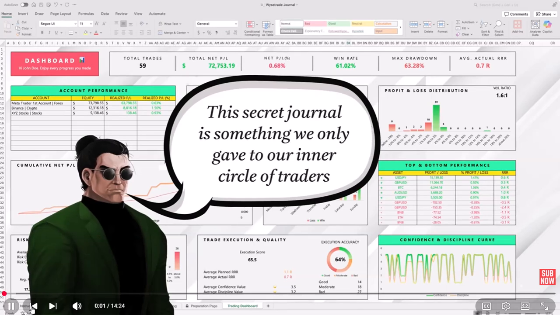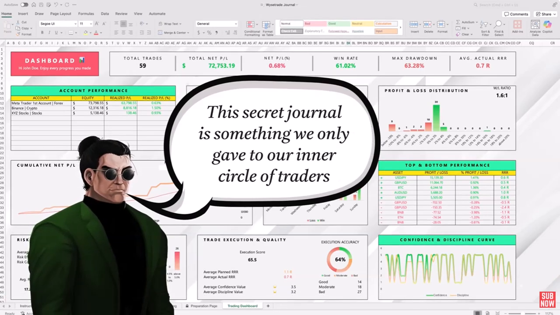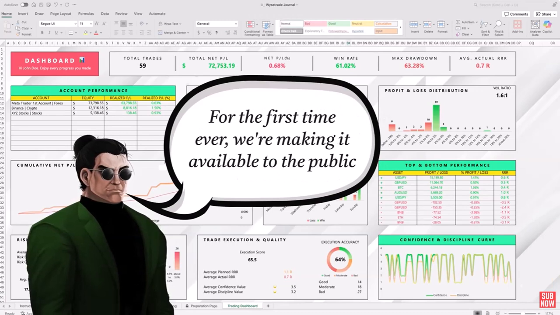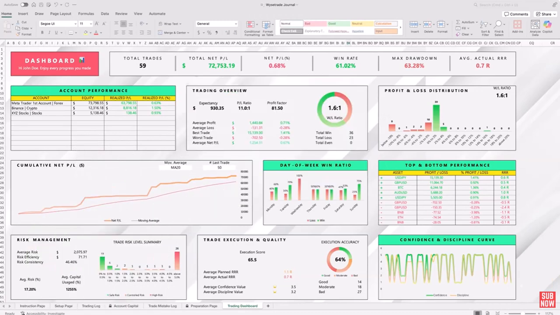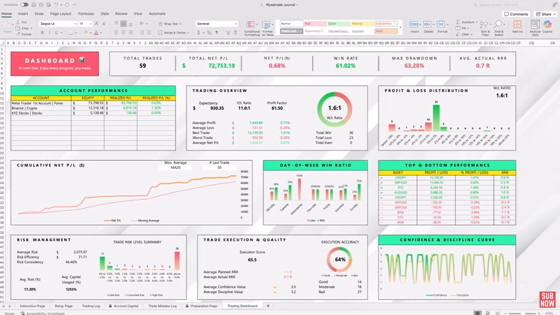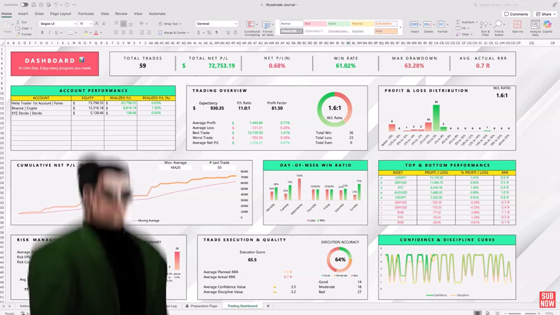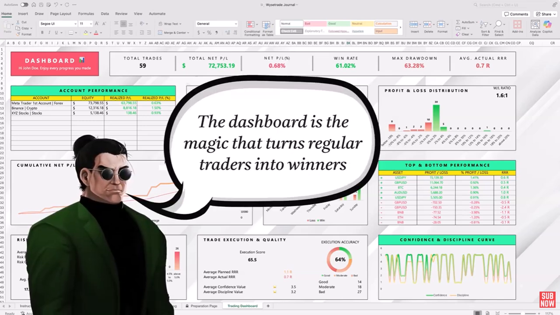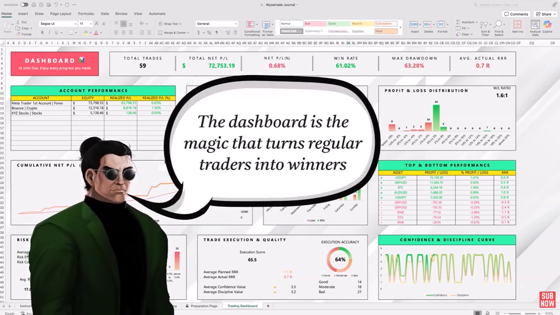Journal is something we only gave to our inner circle of traders, and for the first time ever, we're making it available to the public. So here's the trading log where you input all your trades. This here is the dashboard, which then compiles and aggregates everything you inputted in the trading log and presents it to you with useful data. And this here is the magic of how this journal turns regular traders into winners.